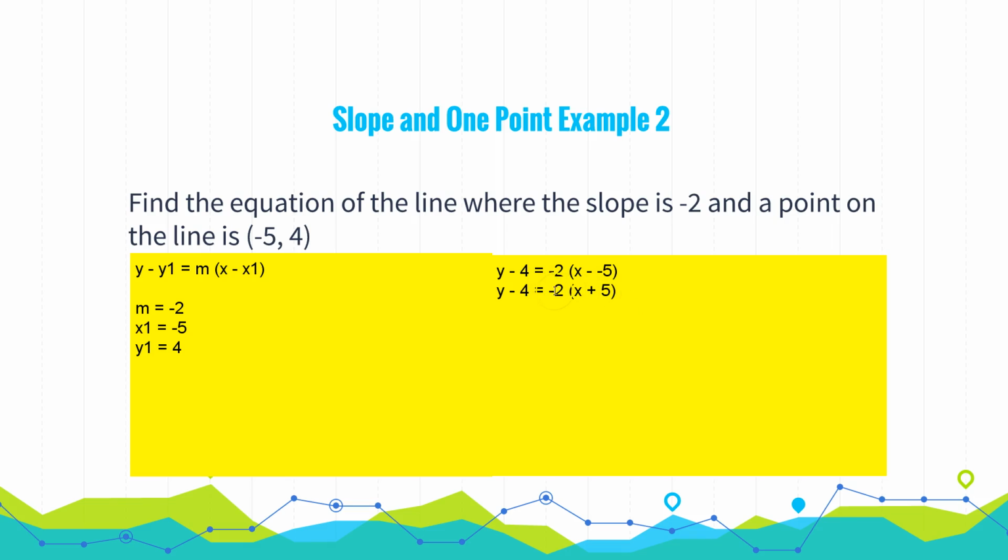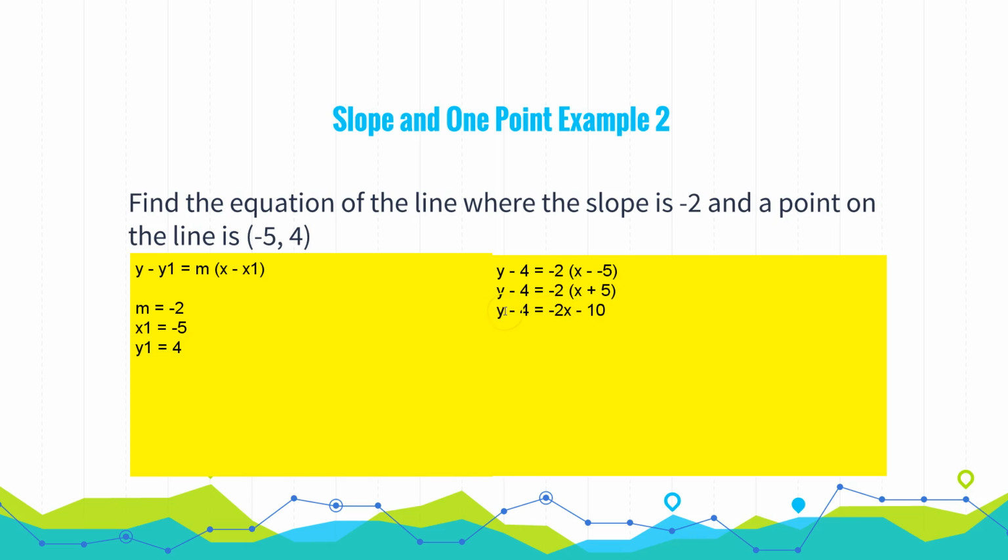Now we can distribute the -2 into the parentheses. Everything on the left-hand side is still staying the same. I'm keeping it y minus 4. -2 times x is -2x. And now we have -2 times a positive 5, which is a -10. So that's why I'm using a subtraction symbol. Subtracting is very similar to a negative.